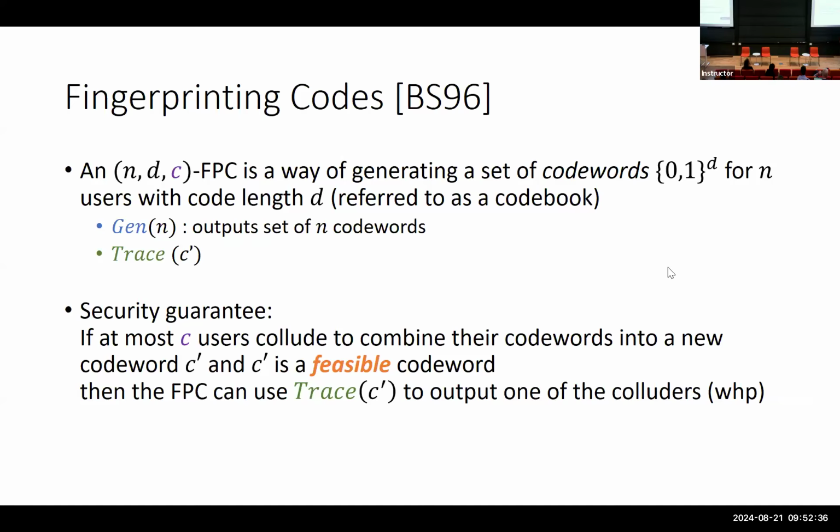The fingerprinting code is just a way of generating a set of code words for end users. The important thing here is the security guarantee: if at most C users collude or form a coalition to create a new code word, say C prime, and C prime is a feasible code word (I'm not defining feasible, but it's just some constraints on the code word that's produced), then the fingerprinting code can use the trace algorithm to output one of the colluders.